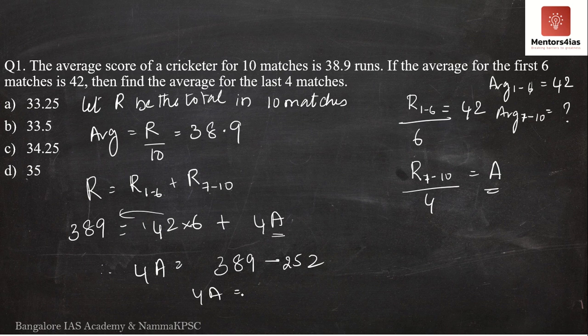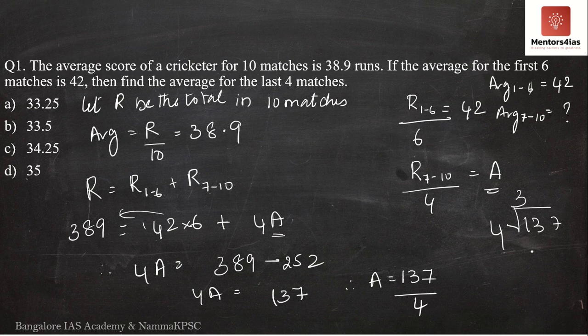Therefore, 4A is equal to 9 minus 2 is 7, 8 minus 5 is 3, 3 minus 2 is 1. Therefore, average is what? Nothing but 137 by 4. So if you look at the options, it is necessary for me to divide 137 by 4. 4 threes are 12, 1, 7.